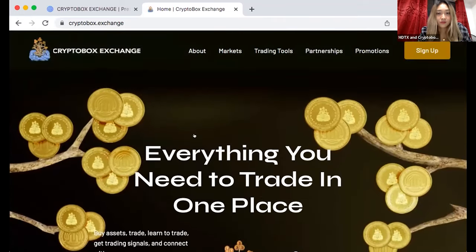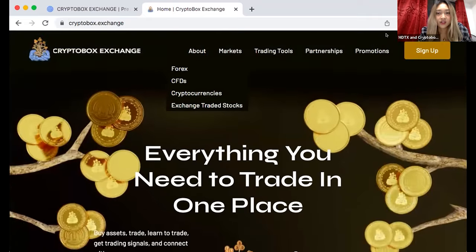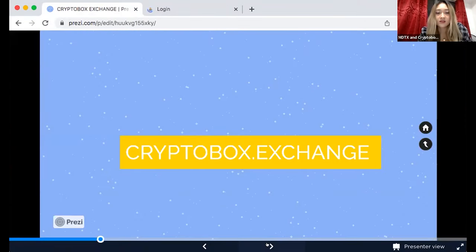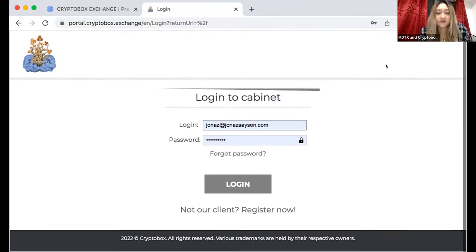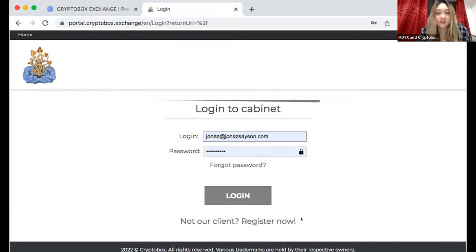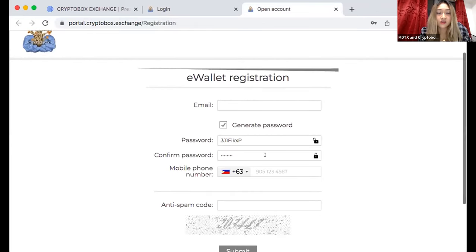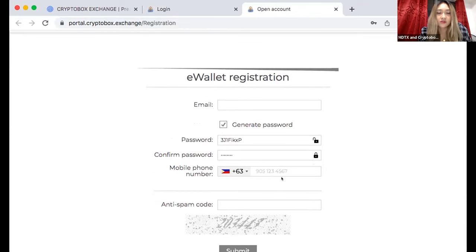And to actually start trading, this is just a landing page, all right? To actually start trading and to sign up, you just click on the sign up button right here, okay? You're going to sign up first. If you do not have an account, just click on the button right here. It's really quick, it's really simple. I think they just require an email, a password, and a mobile phone number, and then you click submit, all right? It's really simple. I don't think you're going to get lost in that.